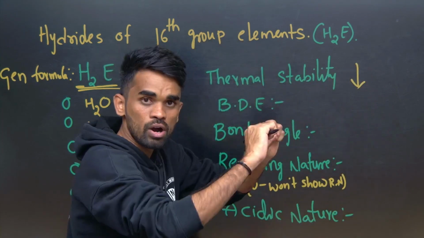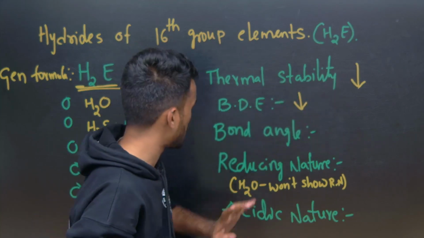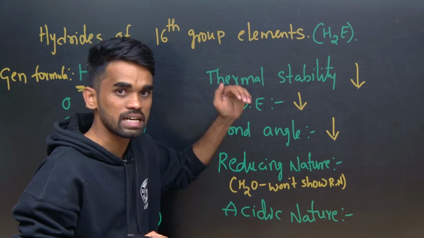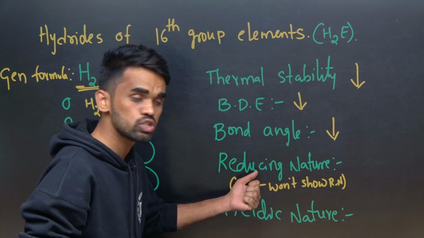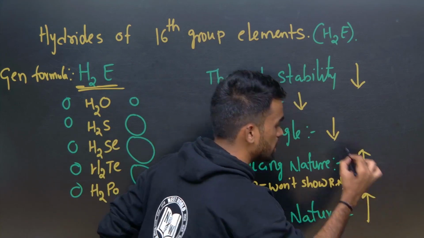Bond easily breaks means bond dissociation energy also decreases down the group. You can remember it like this. Bond angle also decreases down the group. Yes, these are the three things which are decreasing down the group. Next, reducing nature, what happens? Reducing nature increases down the group, and acidic nature also increases down the group.